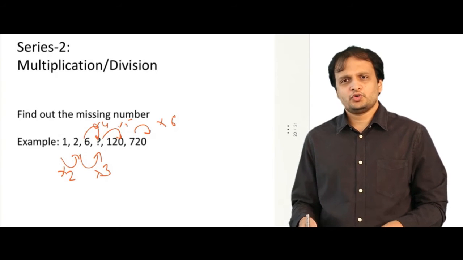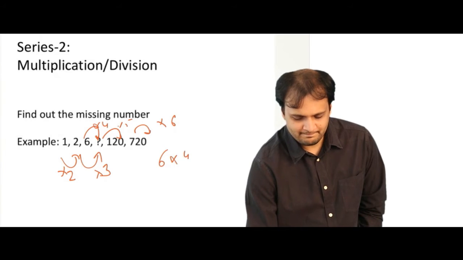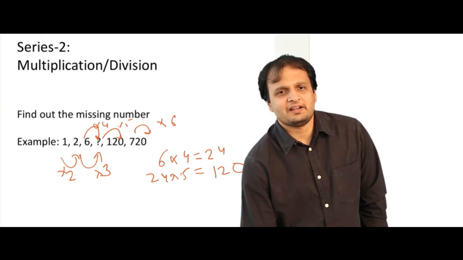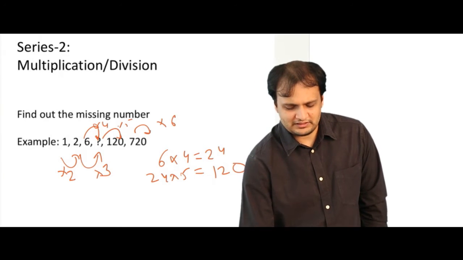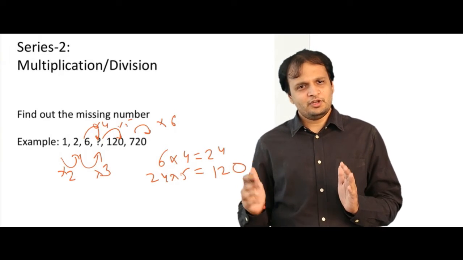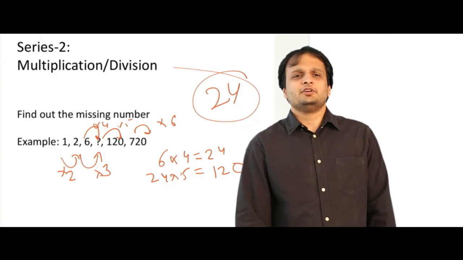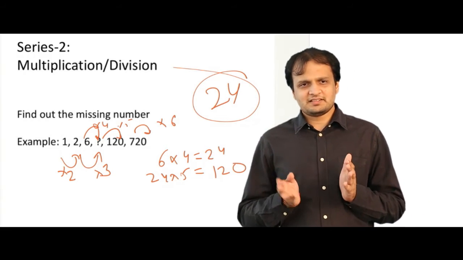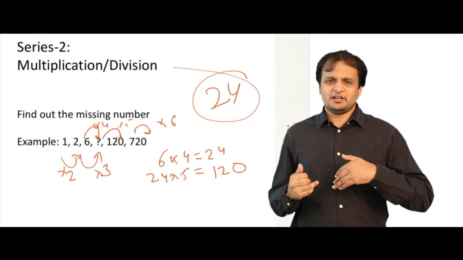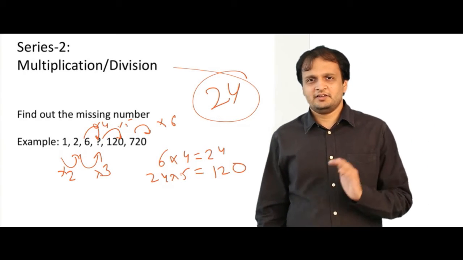So 1 into 2, 2. 2 into 3, 6. 6 into 4 should be 24. Then the next number is 24 into 5. You can see it should be 120. Then 120 into 6 will be 720. Is this clear to you? So what is the number in the place of the question mark? That number should be 24. Is this clear? Into 2, into 3, into 4, into 5, into 6. It is still a multiplication series, but now the numbers are increasing, right?